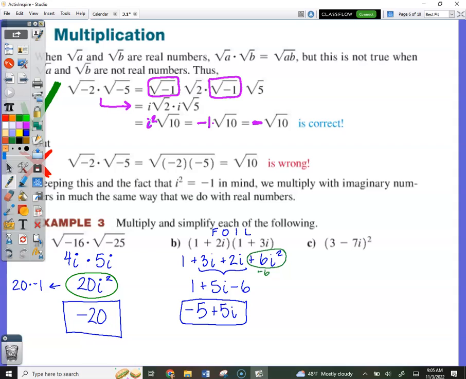Do you remember that when you have a binomial squared, it means the binomial is multiplying by itself? So I want you to come underneath it, and it means take this and write it twice. That's what it means. So take 3 minus 7i and write it twice.